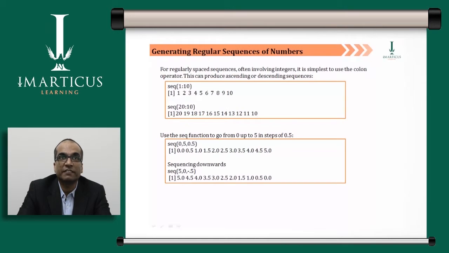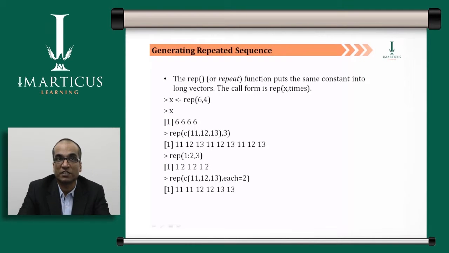So we are through with the sequence generating part. Now we'll jump into the next part, generating repeated sequences. The rep function stands for replicate. So basically you're trying to repeat something. So x <- rep(6, 4), right? You're asking the rep function to repeat 6, 4 times. That's how you will see this. So if you say rep(c(11, 12, 13), 3), it will repeat the sequence 11, 12, 13, 3 times.